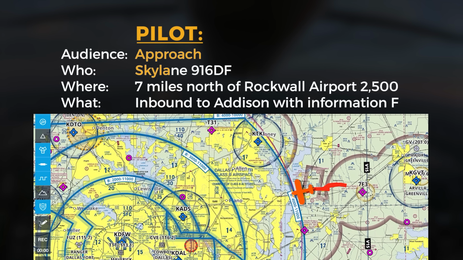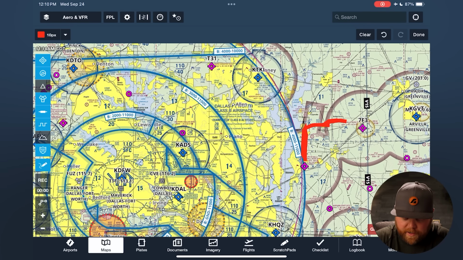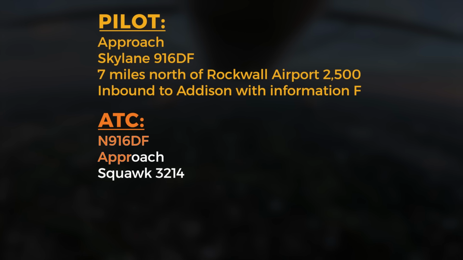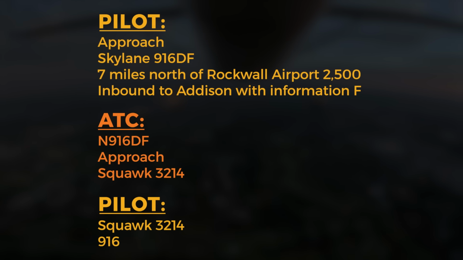Approach, Skylane 916 Delta Foxtrot, 7 miles north of Rockwall Airport, 2,500, inbound to Addison with information Foxtrot. Now that might sound like a mouthful, but again, it's really easy. You're just saying you're north of Rockwall, we're at 2,500, we're going to Addison, we have information Foxtrot. And they'll reply with something like this. They'll say, November 916 Delta Foxtrot, approach, squawk 3214. Okay, well then you just read that back to them. Squawk 3214, 916 Delta Foxtrot.